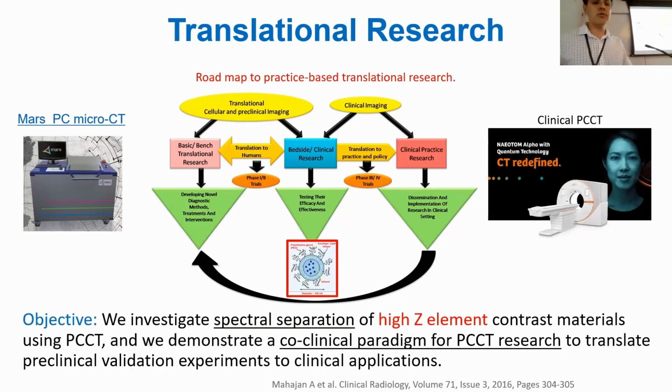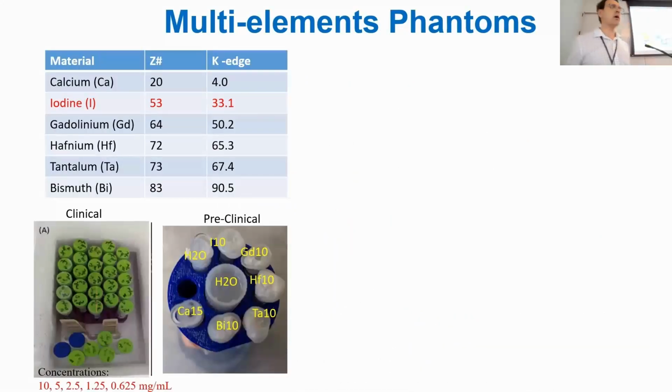So the objective of this talk is, first of all, we want to start with spectral separation for some of the high Z elements. And we want to look at this in the co-clinical paradigm. So we want to go back and forth between the preclinical and clinical level with our photon counting imaging. Okay, so let's start with the elements that we are going to look at.